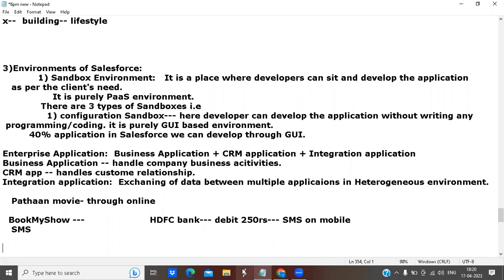So once I get the SMS from the Book My Show application, as well as from HDFC Bank, then my transaction is successfully completed. Yes or no? Yes. Very good.